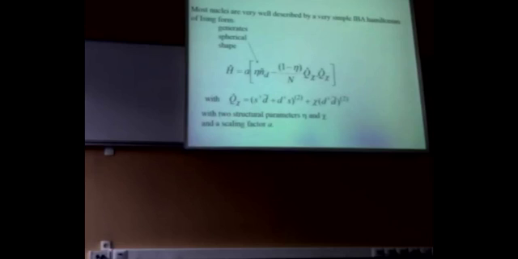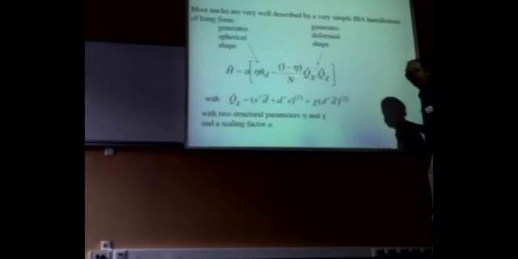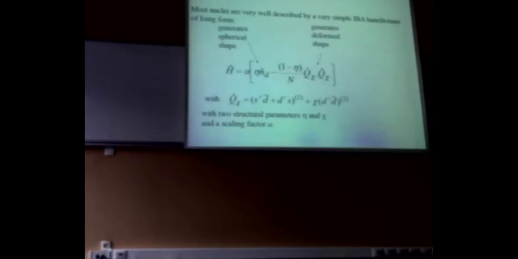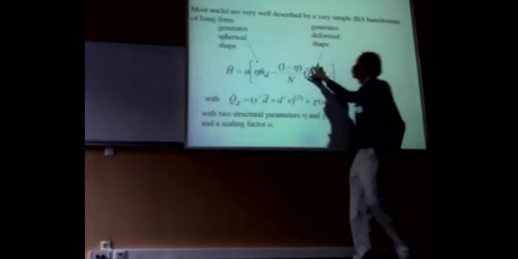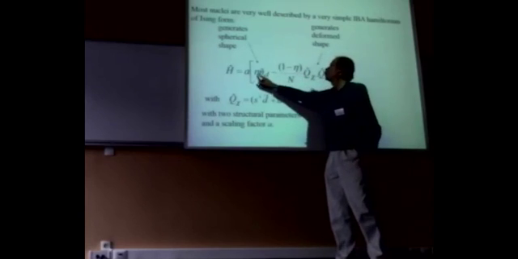Now the first term generates spherical shapes. These are quadrupole phonon vibrational nuclei. While the second term generates deformed shapes. This is a part of the Casimir operator of SU3, and it makes deformed structures. And so we have a kind of Ising Hamiltonian in which we have two competing structures which we can, by a control parameter, switch on and switch off.